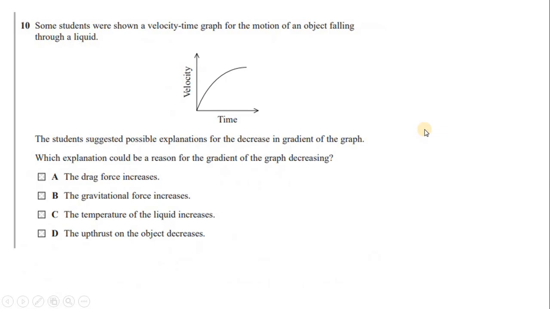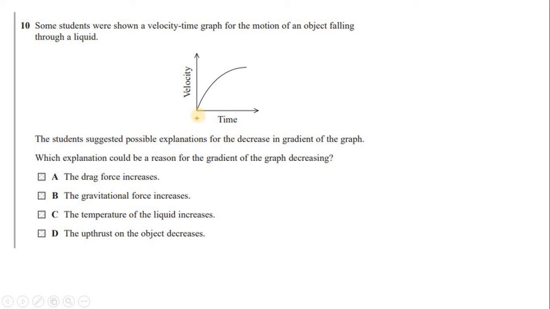Question number 10. Some students were shown a velocity time graph for the motion of an object falling through a liquid. The students suggested possible explanations for the decrease in gradient of the graph. This is a velocity time graph, remember, with explanations. Which explanation could be a reason for the gradient of the graph decreasing?